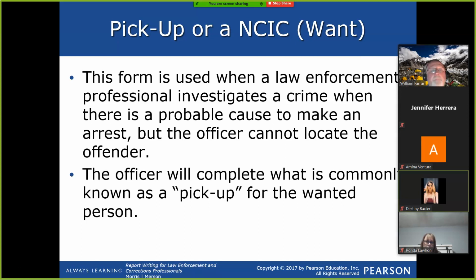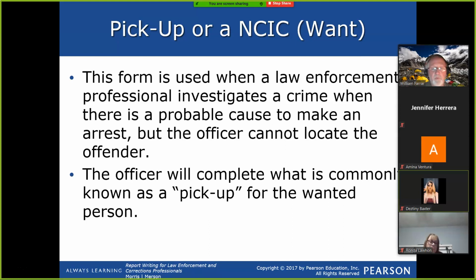Okay, so what they call a pickup or an NCIC want. This is basically a form that's used when law enforcement investigates a crime, when there's probable cause to make an arrest, but you can't find the suspect. And the officer will complete what is commonly known as a pickup warrant, or a bulletin, etc.